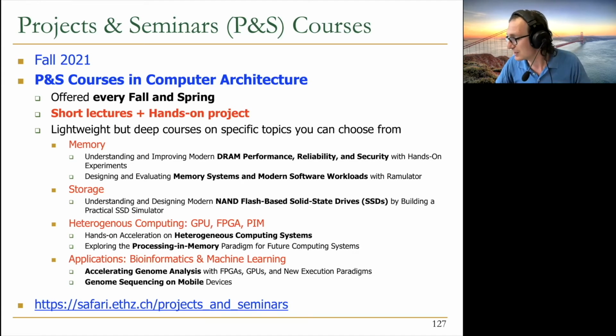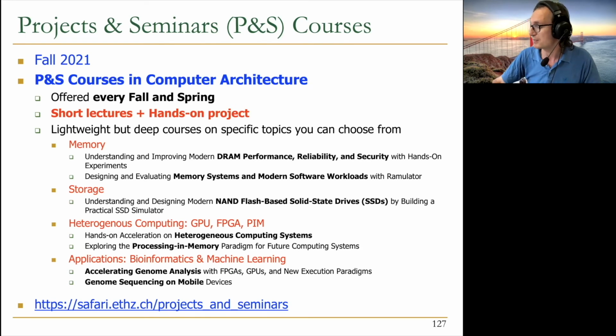So there's one question: aren't PNS courses only for ETH students? From my perspective, no, I don't think there's anything that limits that. If you have a problem registering, just let me know. I'm happy to take students from any department, because I think in the end it's a learning experience.